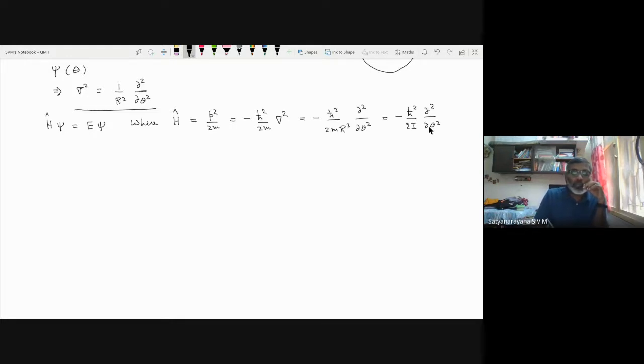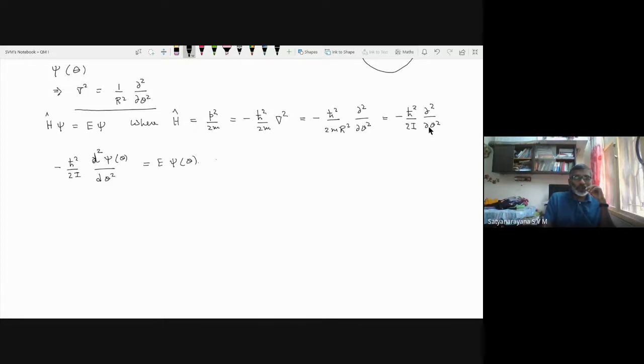Okay, so now let us try to write down this equation. What we have written here is just the Hamiltonian. So we can say that minus h bar square by twice I into, okay, this is just a one-dimensional problem, d square psi of theta by d theta square is equal to E into psi of theta. So this is the equation to be solved. That is the time independent Schrodinger equation or eigenvalue equation.